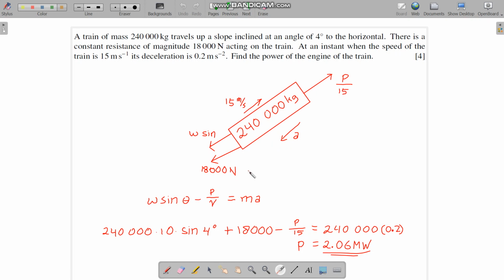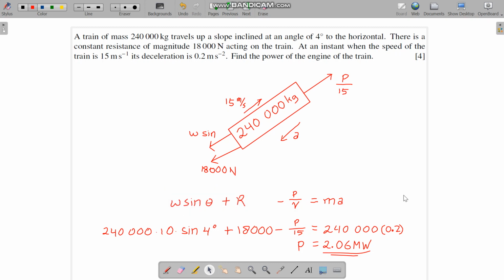Wait, there is 1800 here, but it's not written yet. Okay, so we also have the resistance force. I'm just going to say plus R, plus resistance force, equals this.